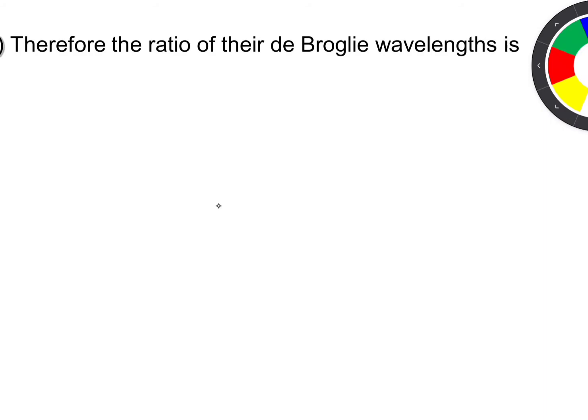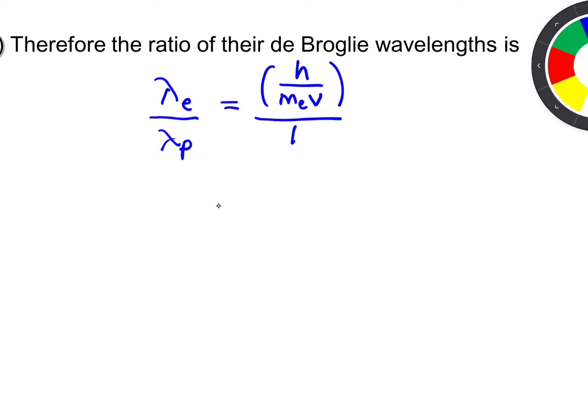So kita buat lambda electron over lambda proton is equal to, sebab kita tahu lambda adalah sama dengan H over mV. So H over mass of electron V, bahagi dengan H over mass of proton V. So V same, sebab dia bagi tahu V elektron adalah sama dengan V proton. So kita boleh cancel. H constant boleh cancel, V pun boleh cancel sebab sama.